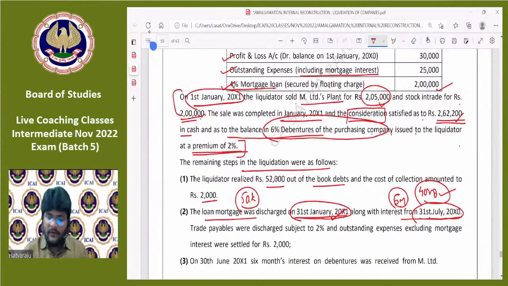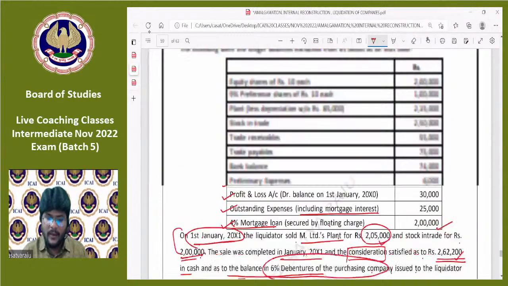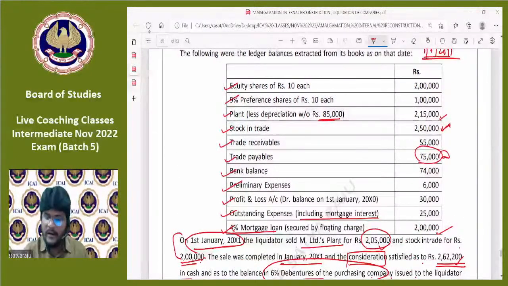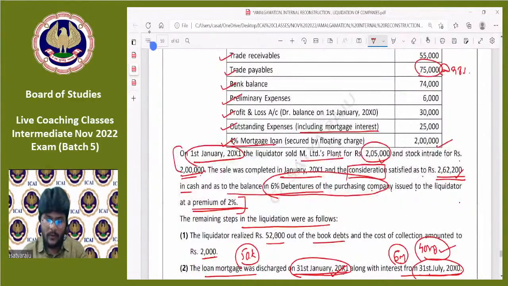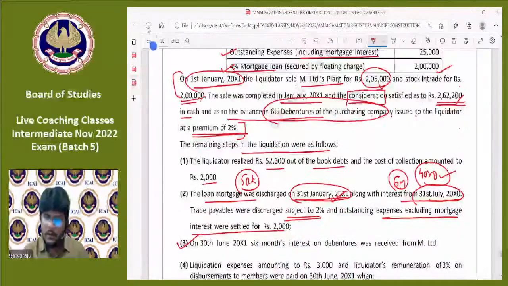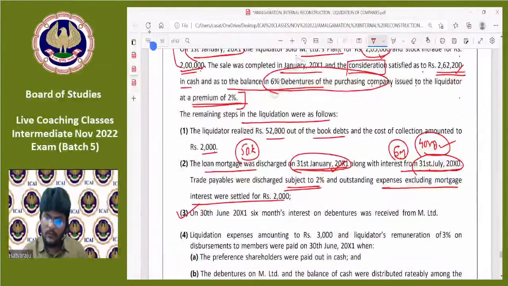Next, let me read the further information. Trade payables discharged subject to 2% and outstanding expenses excluding mortgage interest were settled for 2,000. Here trade payables are settled at the rate of 98%. That point he told you through point number 2.